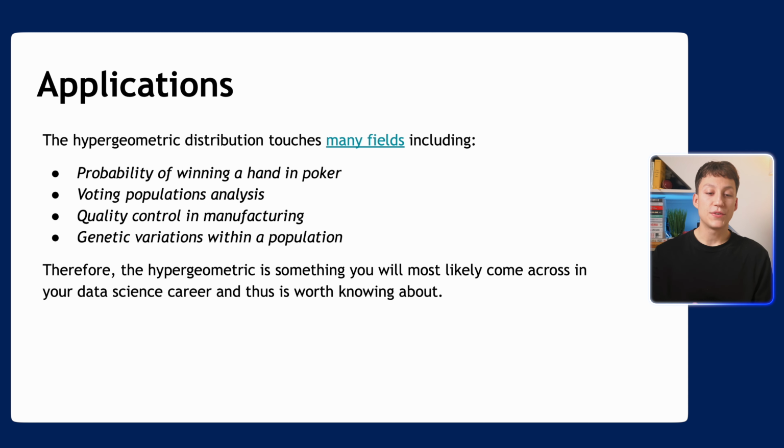It's also used in voting population analysis. In voting population analysis, we normally take samples because we haven't got the whole population range. So we have a sample and a population, and you see how we can apply the hypergeometric distribution there. Again, quality control, the same idea of taking samples. And then also genetic variations within a population. So it really does touch so many fields.